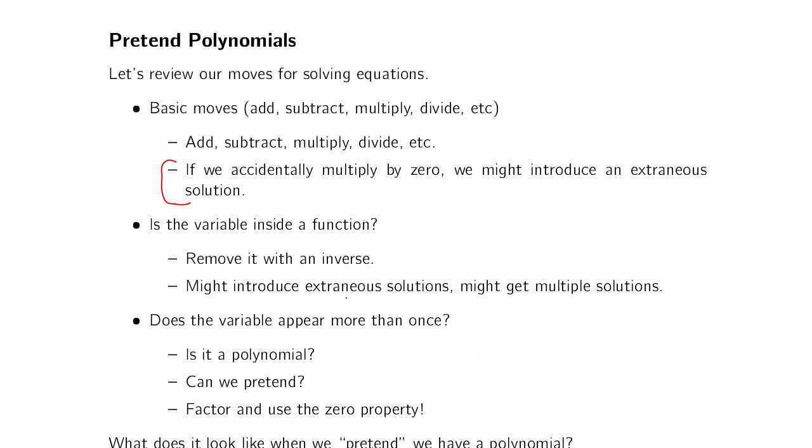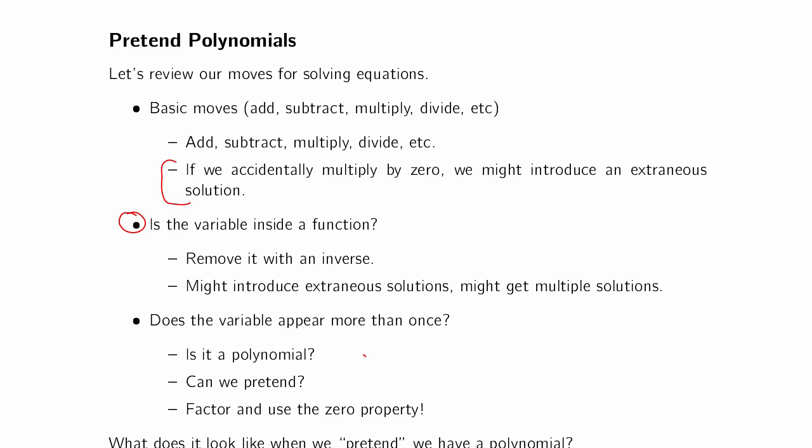We were just talking about if the variable is inside a function, then we use the inverse to remove it. Isolate it, apply the inverse. Depending on how our function is structured, we might get extraneous solutions and we might get multiple solutions.